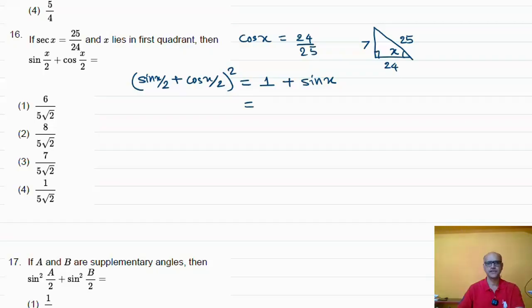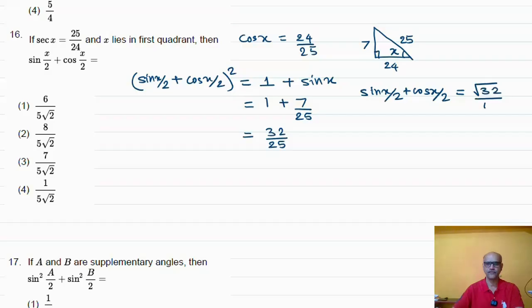Substitute, 1 plus sin x from the triangle, that is 7 by 25. Now take LCM. 25 plus 7 is 32, so 32 by 25. So this is sin x by 2 plus cos x by 2 bracket square. Therefore sin x by 2 plus cos x by 2 will be equal to the square root of this. So root 32 divided by 5.